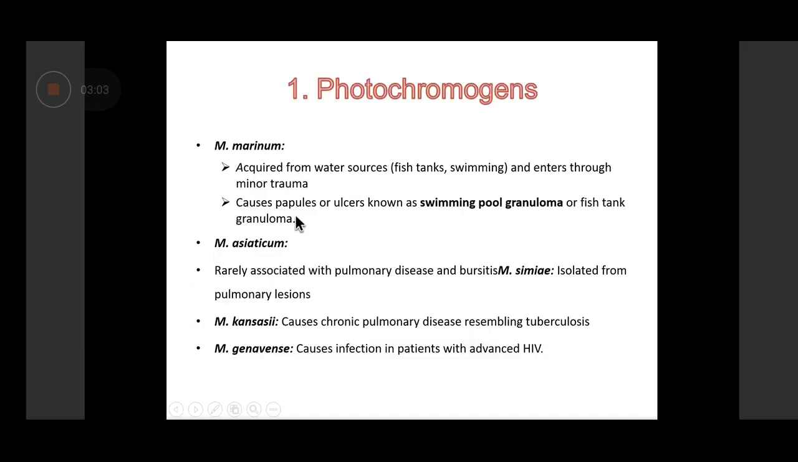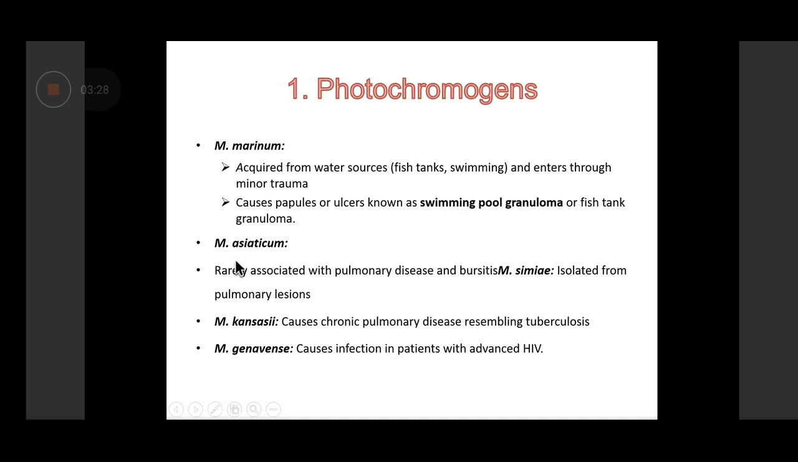So among the photochromogens is Mycobacterium marinum. These are acquired from water sources and enter through minor trauma. They lead to the formation of swimming pool granuloma. They form papules and ulcers, as they live in the water. So one can get infection while swimming, also known as fish tank granuloma.